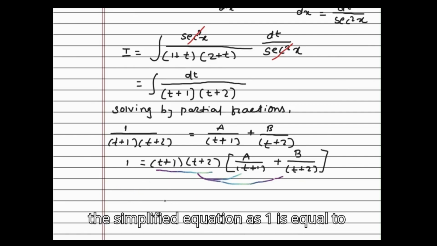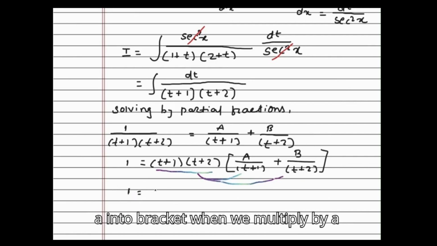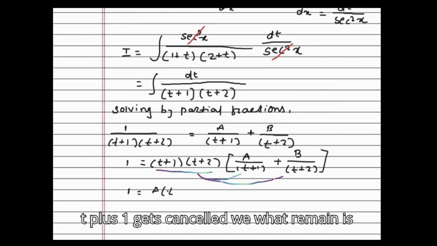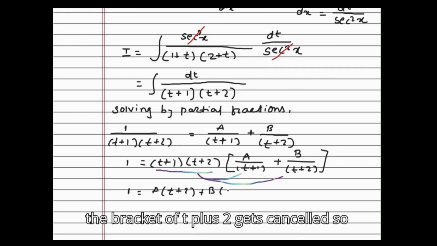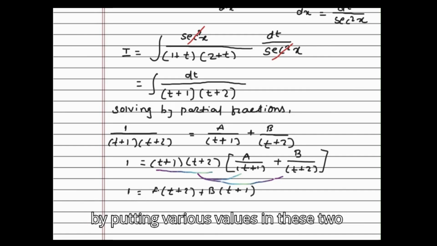Now we will multiply these two terms to both of these terms, first and second. So we will get the simplified equation as 1 is equal to a into bracket. When we multiply by a, t plus 1 gets cancelled. What remains is t plus 2. And with b, the bracket of t plus 2 gets cancelled, so the bracket of t plus 1 remains there. So by putting various values in this equation, we get the constants.